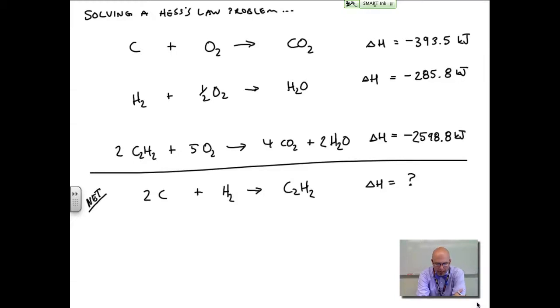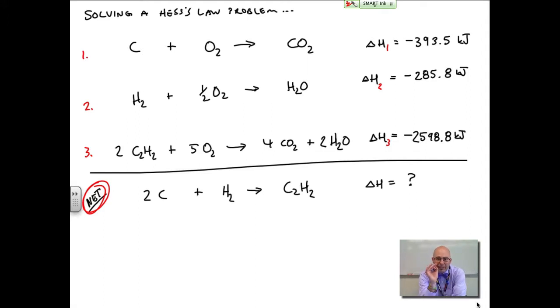All right, so let's go ahead and solve a Hess's law problem. I just set something up here, written out a bunch of equations, but really all we're doing is taking a look at the net, and you can see the net down here. This would be given to you, and then you're given three equations. So let's say we have our first, second, and third equation. Notice that they are all also given a delta H.